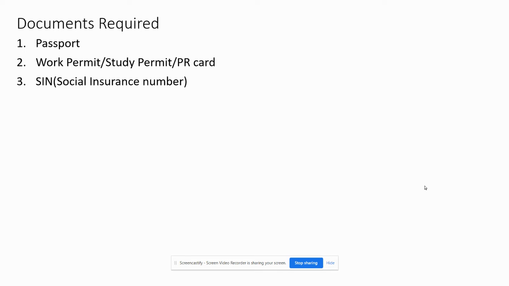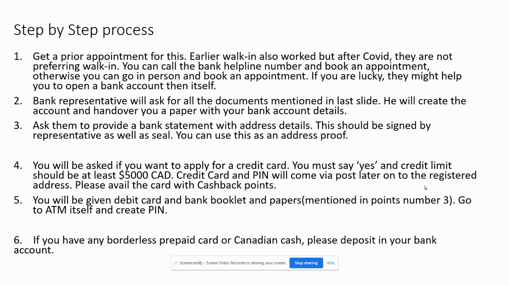What are the documents required to create a bank account? First, you need a passport. Second, you need your work permit, study permit or your PR card. And third, SIN number, that is social insurance number. Now, the step by step process.